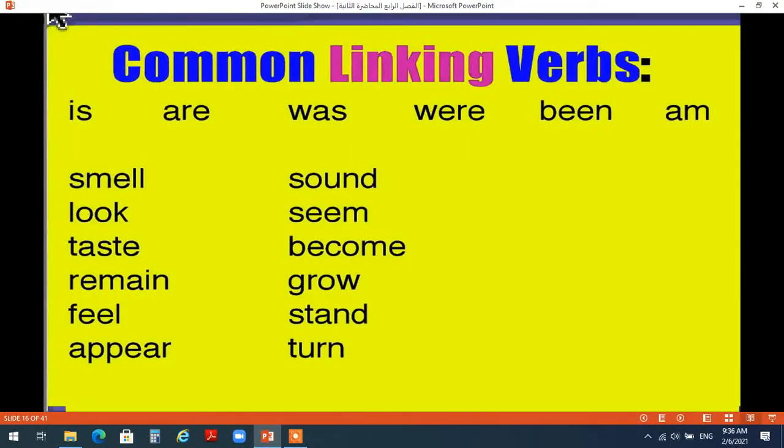Common linking verbs as you see here: قلنا verb to be بكل أشكاله وعندي أفعال أخرى أيضا تعتبر من ضمن linking verbs. For example, the verbs smell, look, taste, remain, feel, appear, sound, seem, become, grow, stand and turn. كل هذه الأفعال زائدا verb to be أعتبرها linking verbs. So after these verbs we have either a subject complement or an adverbial.